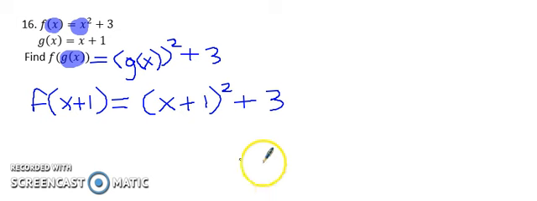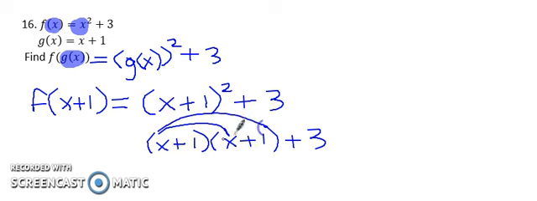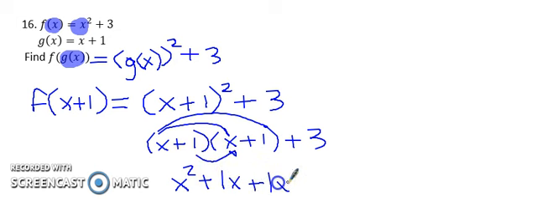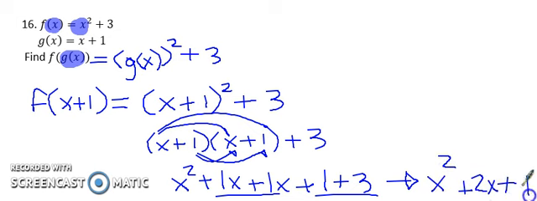From here we have to expand the x plus 1 times x plus 1 to the power of 2. And then we're going to multiply x times x squared, x times 1 is x, x times 1 or 1 times x, and then 1 times 1. So 1x and 1x is a 2x. 1 and 3 is a 4. X squared plus 2x plus 4 for our final answer.